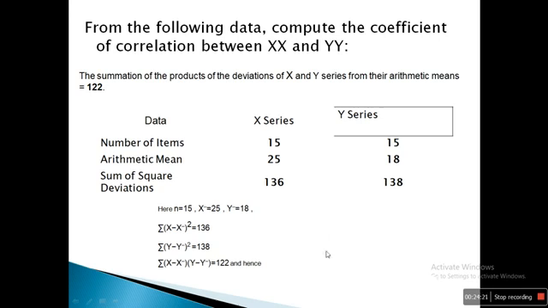We do not have the data in terms of two series and numbers, but we are given directly the values that need to be substituted in a formula. So in such a case, how will we proceed?